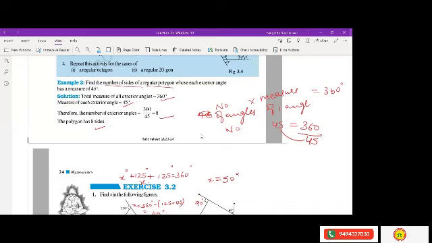We have to find the number of sides of a regular polygon. Sides kitni hai of a regular polygon? Suppose I take a regular polygon. For example, I take a regular polygon square. Theek hai, ek square le liya. This is a regular polygon.